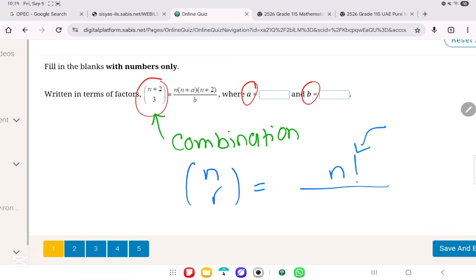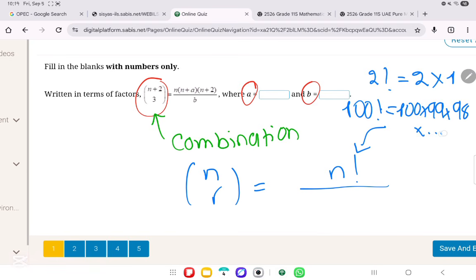If you don't remember what factorial is, it's very simple. Let's say for example, we have 2 factorial. It's 2 times 1 because you multiply 2 and then the number after it until you reach 1. Or if you have 100 factorial, it's going to be 100 times 99 times 98 times etc. all the way until you reach 1. This is the definition of factorial, right? Over n minus r factorial multiplied by r factorial. So this is the rule of the combination, okay?